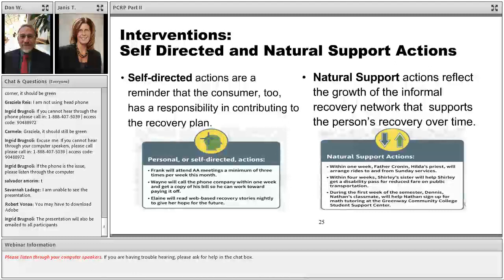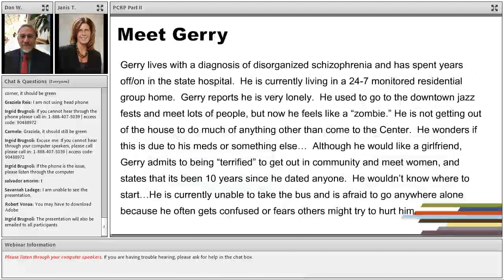And similarly, if they elect to have natural supporters involved in their planning process, really think about in what ways someone's sister or their friend or someone from their faith community might contribute to the plan. Maybe someone's priest is going to help arrange rides so they can get to and from Sunday services because that's an important part of their recovery. So let me end with a quick poll here before I turn it over to Dan.